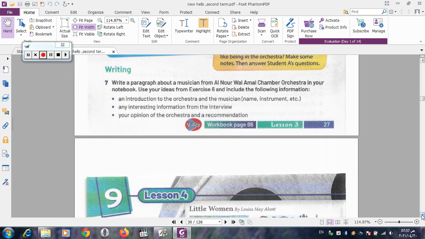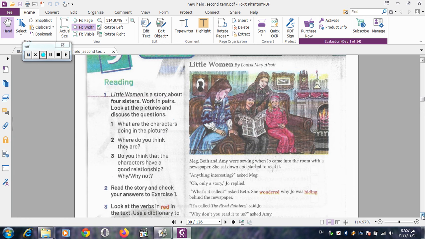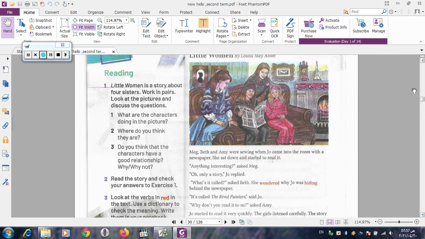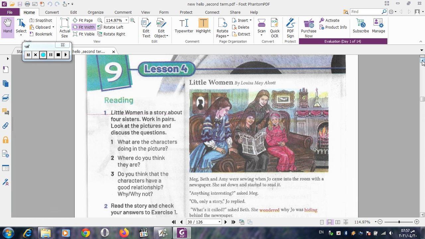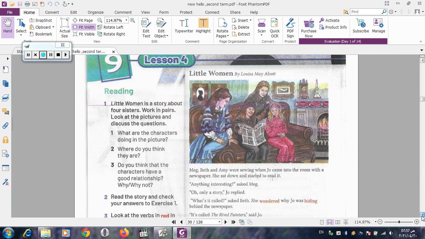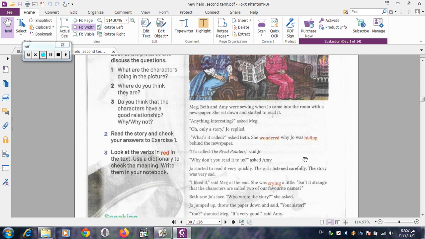After that, here we have lesson 4. This is a reading story about Little Women by Louisa May Alcott. The most important point here, you have to read them at home, of course. Wonder, she wondered. The verb wondered means asked. When you wonder, you want to know, you ask.